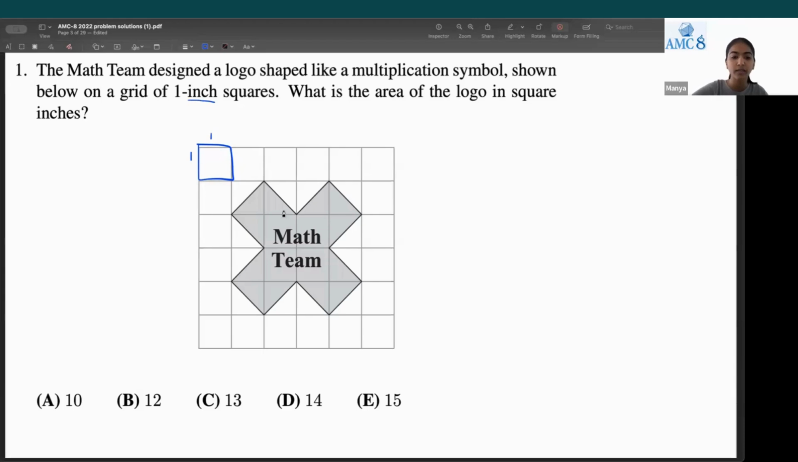And so to find the area of this, we know that there's going to be a square in the middle. And well, how many blocks are there? Well, there's going to be 1, 2, 3, 4. So there's going to be 4 squares in the middle, and so the square over here is worth 4 square inches.